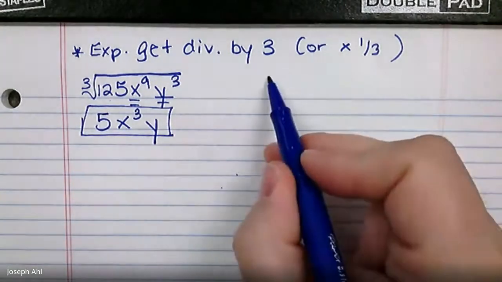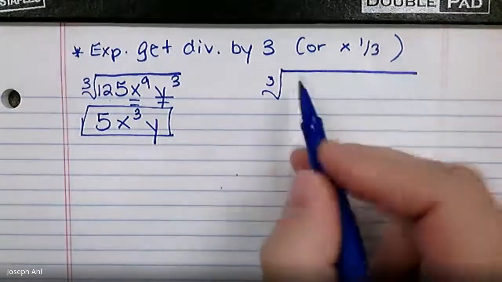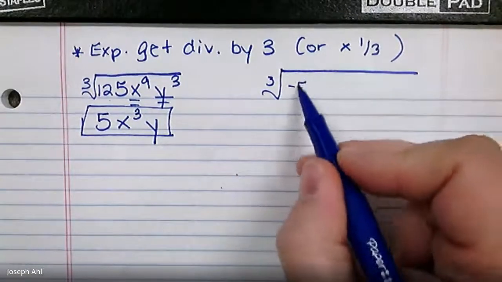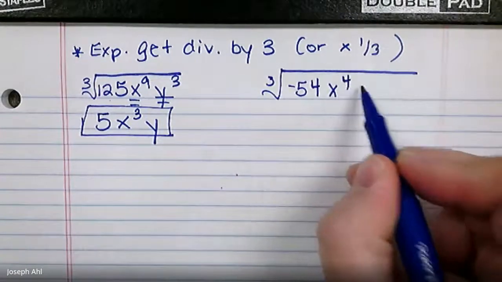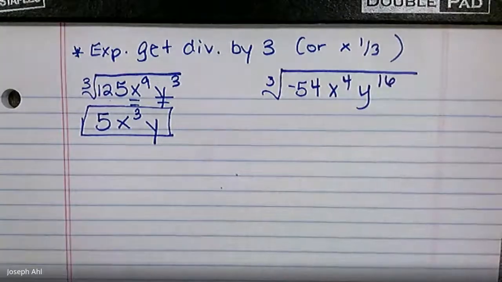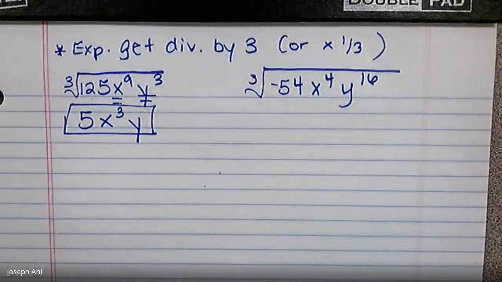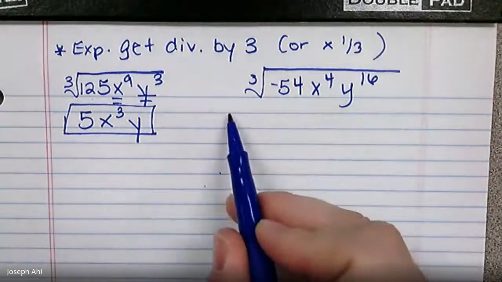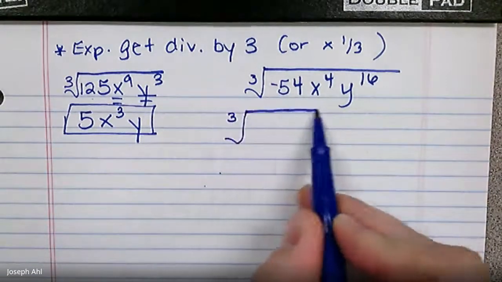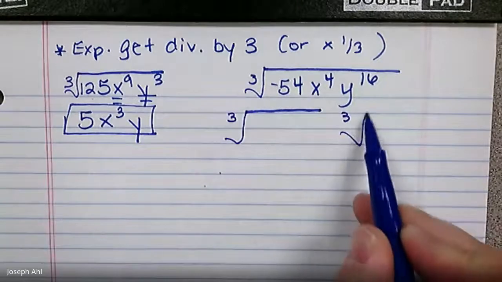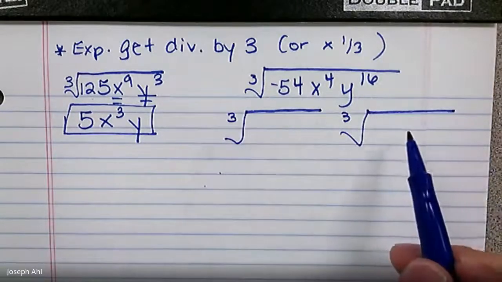All right, let's try this one. Cube root of -54, x to the 4th, y to the 16th. Okay. So if I were to break this one apart, it's definitely not a perfect cube. So we're going to have two different cube roots that are multiplied here.